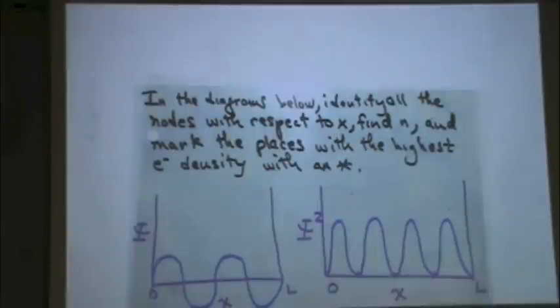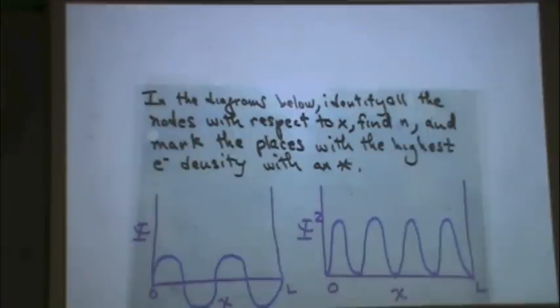Okay, in this problem, like I mentioned last time, you wouldn't have to draw this. In the past, we had to draw this, but not anymore. But we want to be sure to identify all the nodes, find N, and then we're going to mark the places with the highest electron density of the atom.